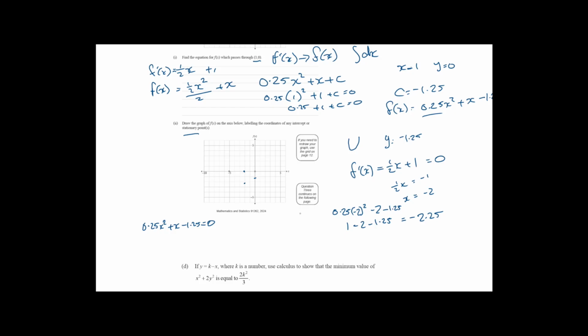So we know that it's going to go through this point here and this point here, and that's our minimum. So it's going to kind of go like that. Again, I'm not an artist. So it's at negative 2, negative 2.25, 1, and 5, and that's it. That's pretty much all we need to do.